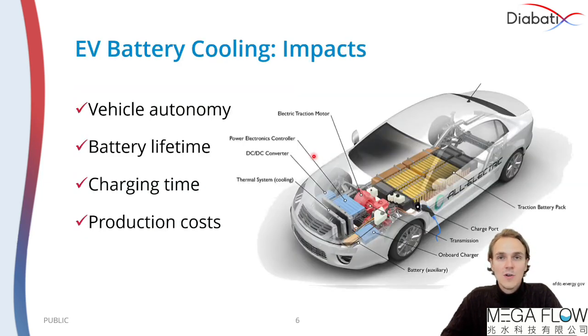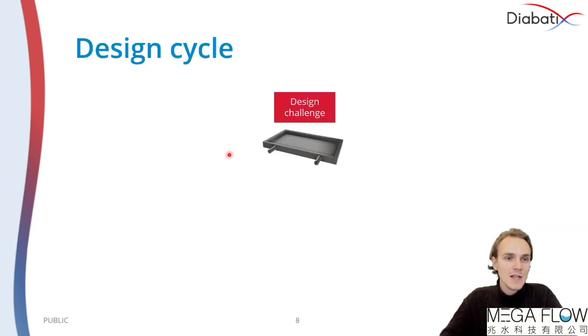All right, and so why is an efficient cooling system in an electric vehicle actually important? Well, all the autonomous control systems rely on the battery itself. Of course, the battery lifetime and battery health is very directly linked to a well-performing cooling system, as well as the charging time. And of course, you want reasonable production costs, which is why the manufacturing constraints are so important.